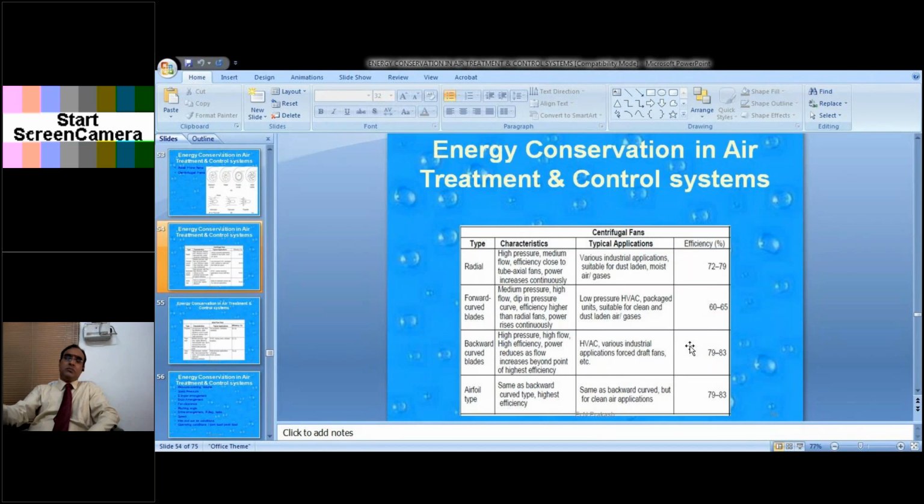I think based on his report, they have done some replacement also and saved the energy. So that is why this efficiency, if you take radial, 70 to 79%, and forward curve or less, but it is suitable for clean application. But for material transport also we can use that. Backward curve is used for forced draft and other, 79 to 83%. So aerofoil type is a more efficient one. Same like a backward, but it's the most efficient one. But we have to see whether that application suits.